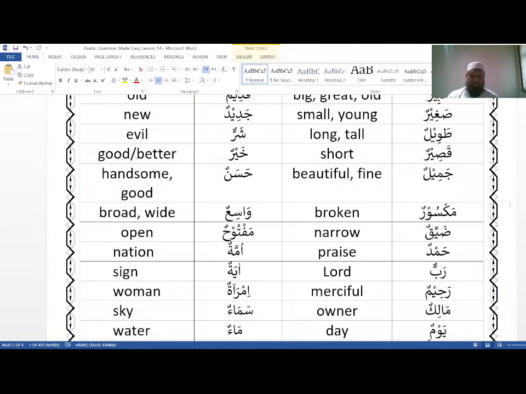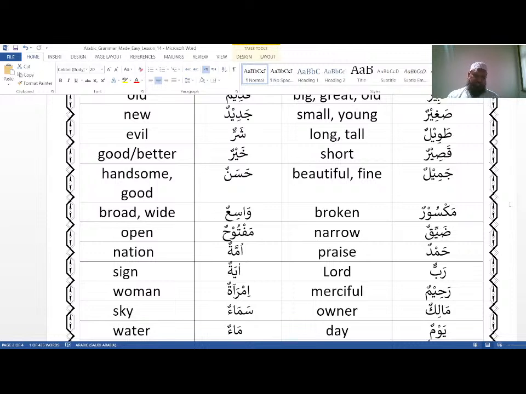So we have ta marbuta, one sign. Sign number 2 is alif maksura. And sign number 3 is alif mamduda. Sama'un, mudhakkar or muannas? Masculine or feminine? Yes, it's feminine because we can see the signs of muannas, alif and hamza at the end. It is muannas.